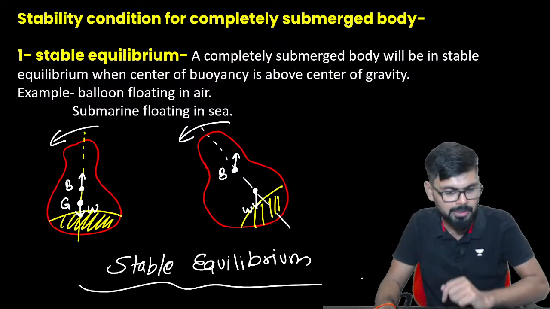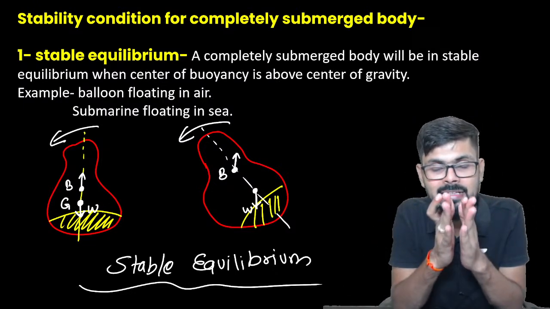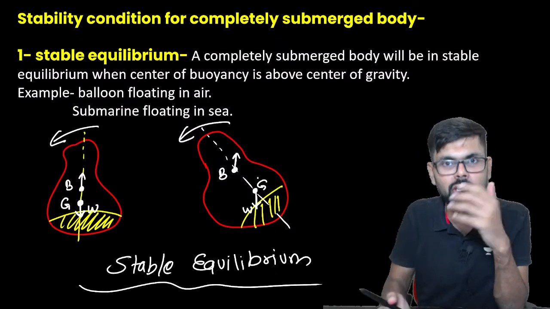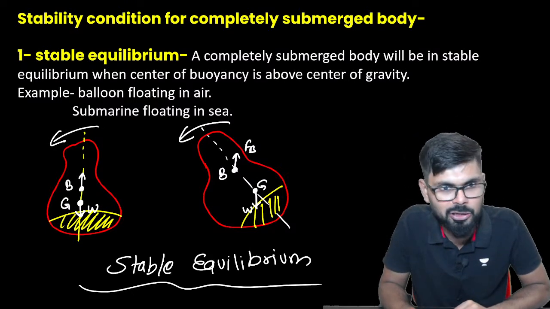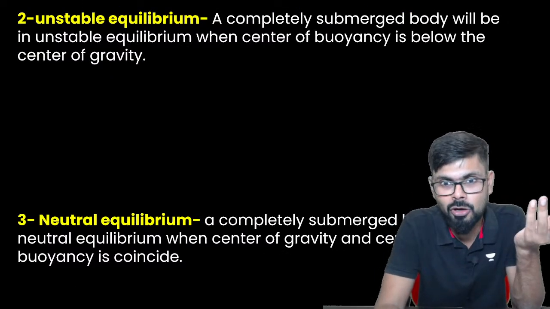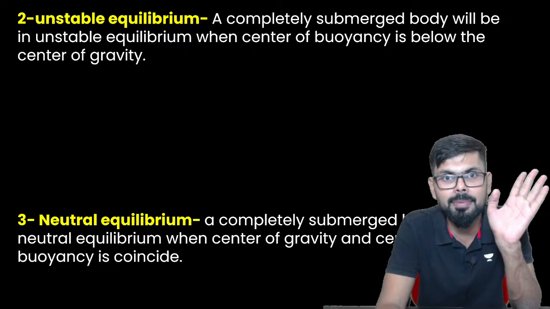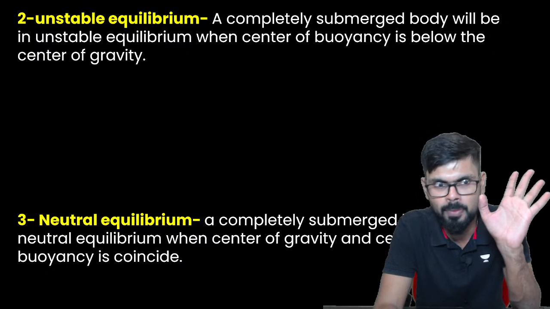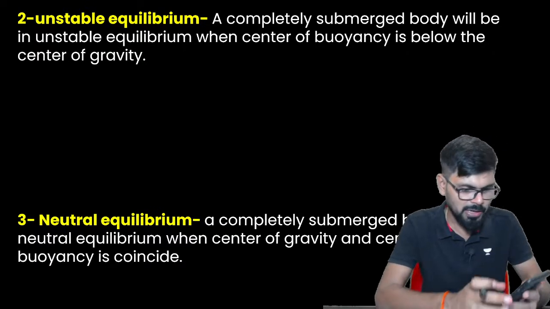So always remember that if a submerged body is there, and in that submerged body the center of gravity is below the center of buoyancy, then it will be stable equilibrium. And if the center of gravity is above the center of buoyancy, then it will be unstable equilibrium. And if both coincide, then it is neutral equilibrium. These things we already discussed, so I am not discussing them again. Clear?